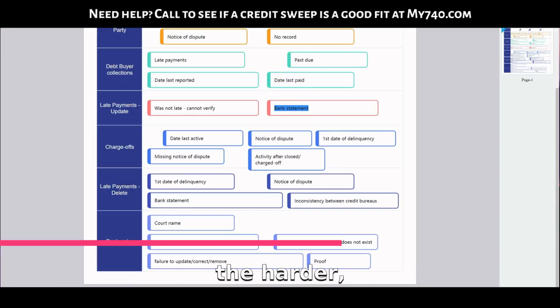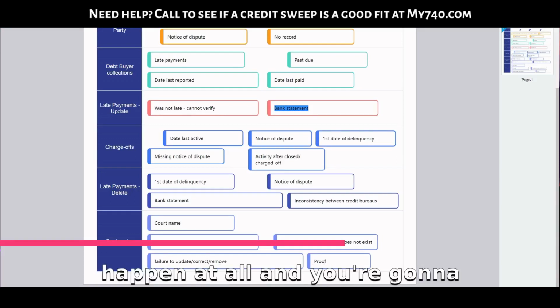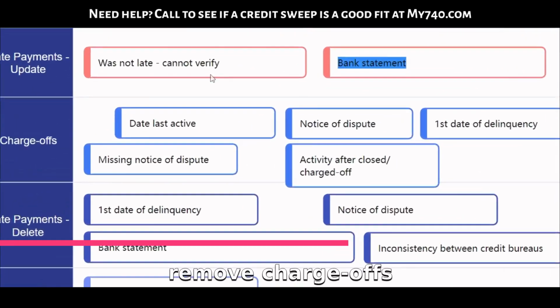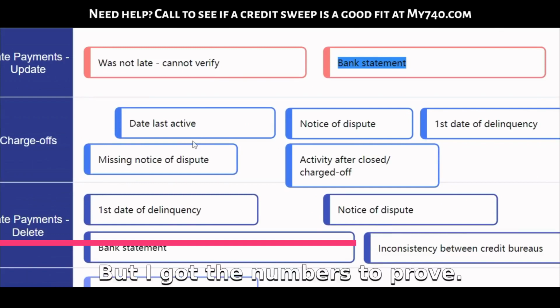Remember, the longer you dispute, the harder it is to remove the negative items, and if you do it the wrong way, it's just not going to happen at all, and you're going to have to wait the full 7 years, okay? So these are the big guns that I know remove charge-offs virtually all the time, and that's because I get the results. Again, all right, men lie, women lie, but my numbers don't lie. So people can say whatever they want, but I got the numbers to prove otherwise.